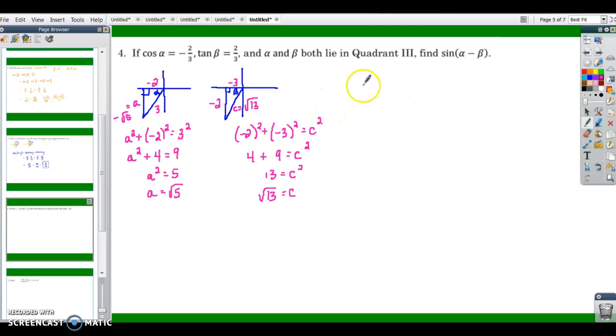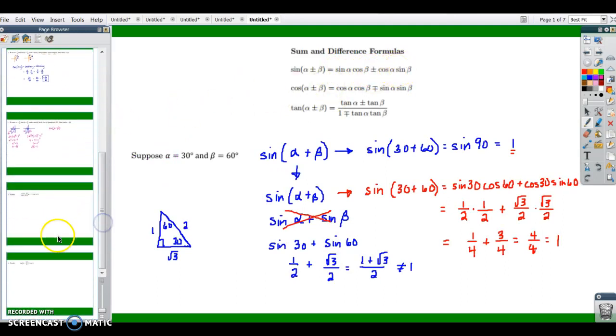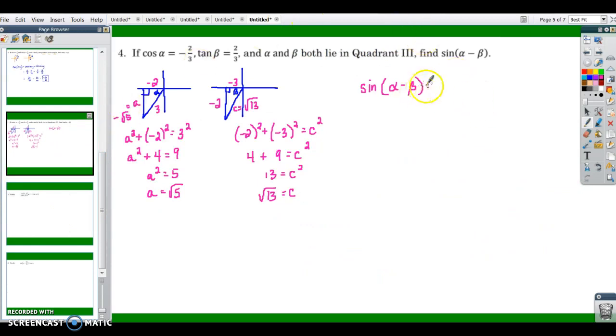So if I'm doing the sine of alpha minus beta, my formula says I do the sine of the first, cosine of the second, minus cosine of the first, sine of the second. So I've got sine of the first, cosine of the second, minus cosine of the first, sine of the second.